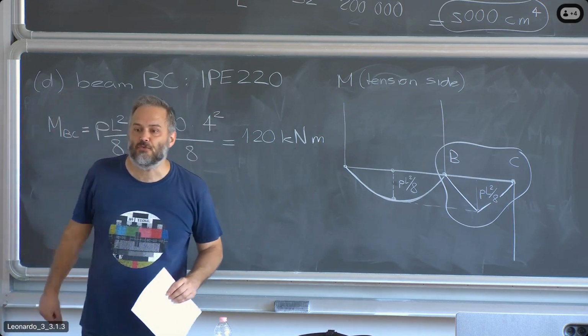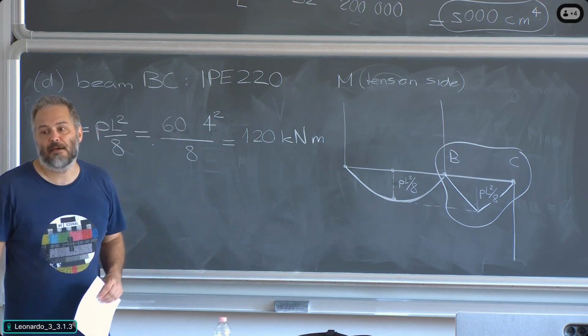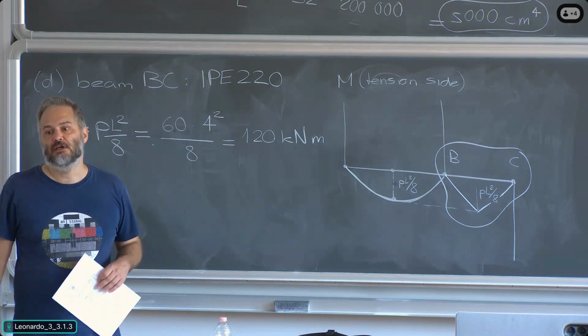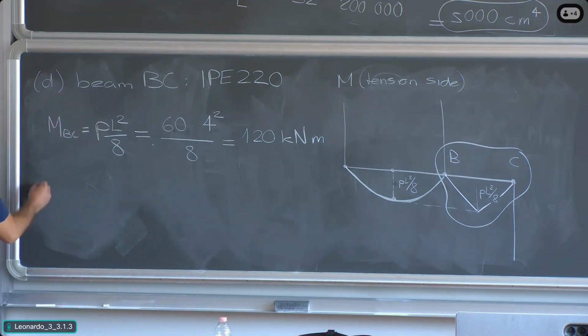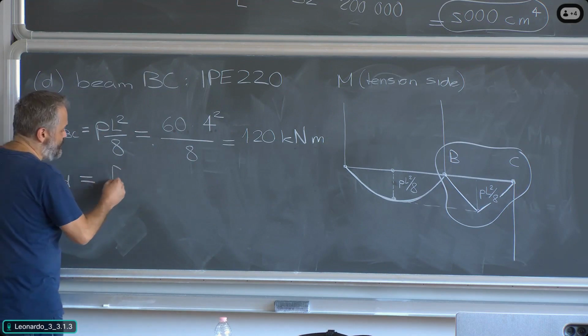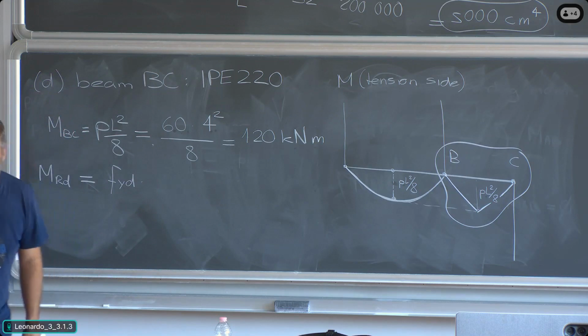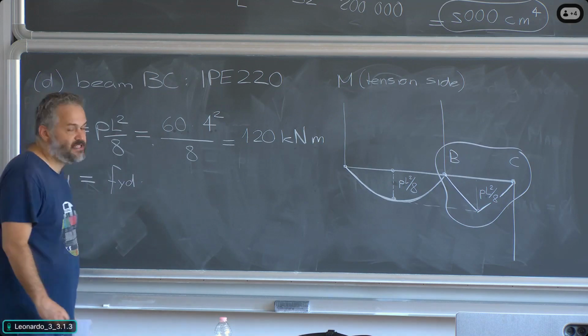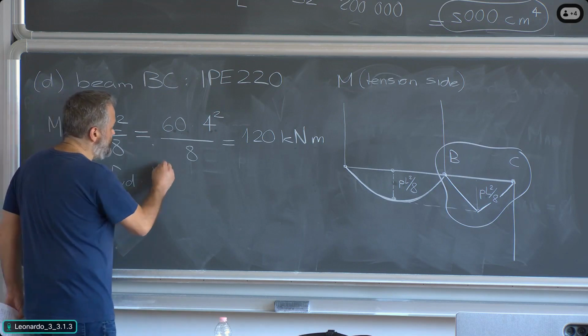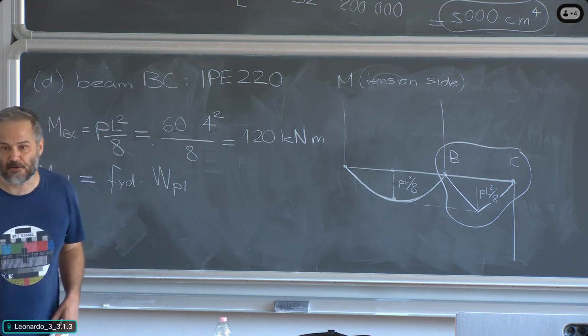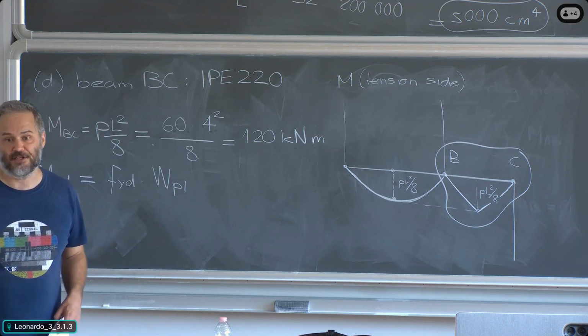To answer this question, we have to remember how the maximum bending moment of a section can be determined. We will call it the resisting bending moment. In symbols, it is the design yield strength, which means the maximum stress the material can sustain, times a section modulus, which is usually indicated by WPL. PL stands for plastic, because we're doing a calculation in the plastic range.